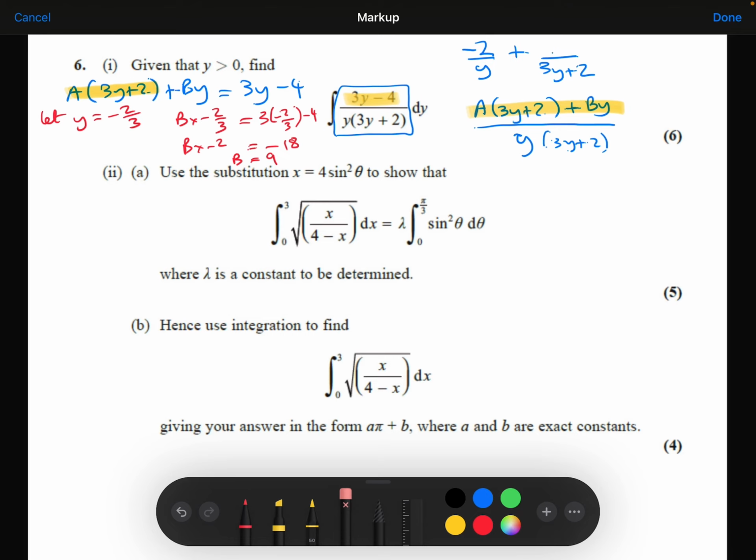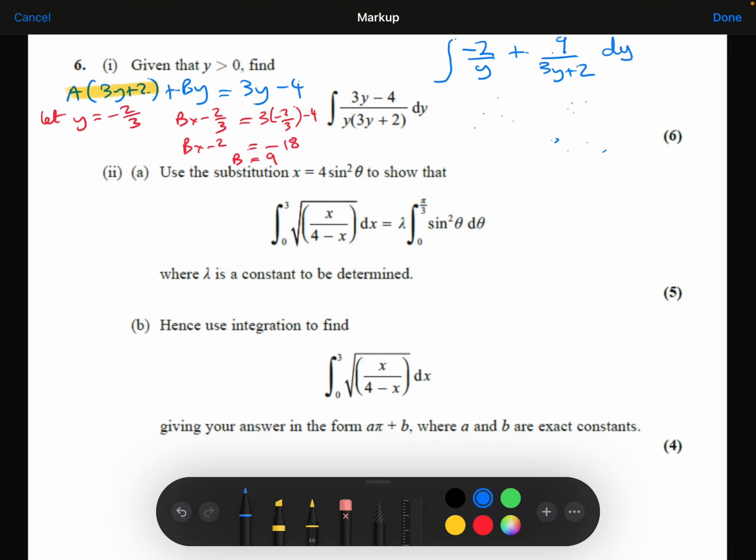So I can now put that in the original expression. After all that working out, I have found that this integral can be written as the integral of minus 2 over y plus 9 over 3y plus 2. Now we can integrate each of those terms with logarithms.